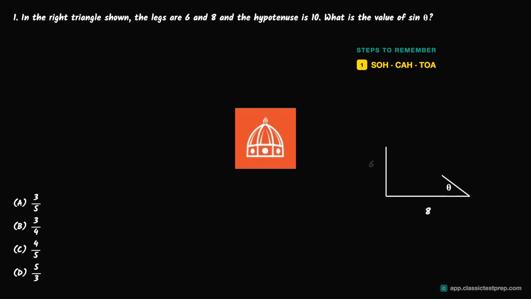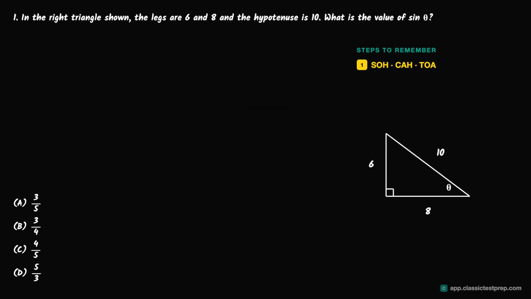All right, everyone. So today we are tackling some basic trig ratio problems, setting some groundwork for the problems you will encounter in trigonometry on the ACT. First question. In the right triangle shown, the legs are 6 and 8, and the hypotenuse is 10. We want to know what is sine of theta, theta here being almost always an angle. So what is sine of the angle theta?